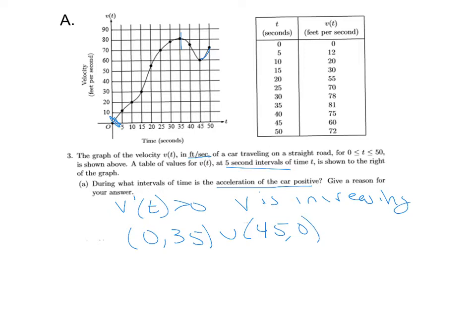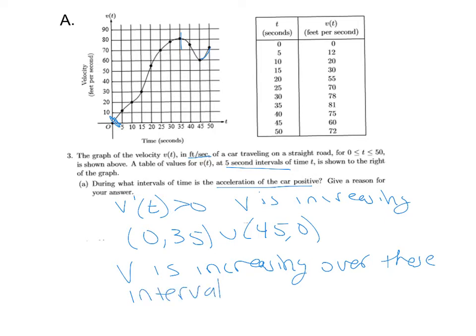Give a reason. Let's see, what did I write? Since v of t is increasing over these intervals. And that's pretty much it. V is increasing over the intervals. And we'll look at the actual answer key and what the answer key says.